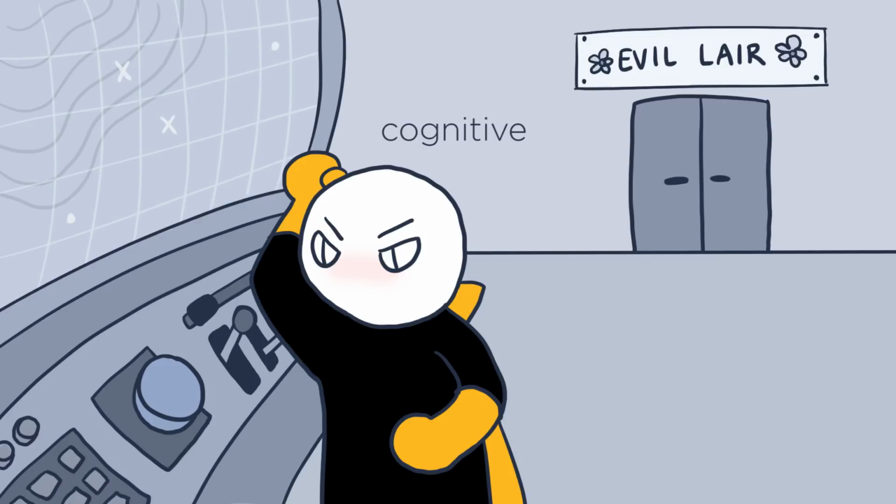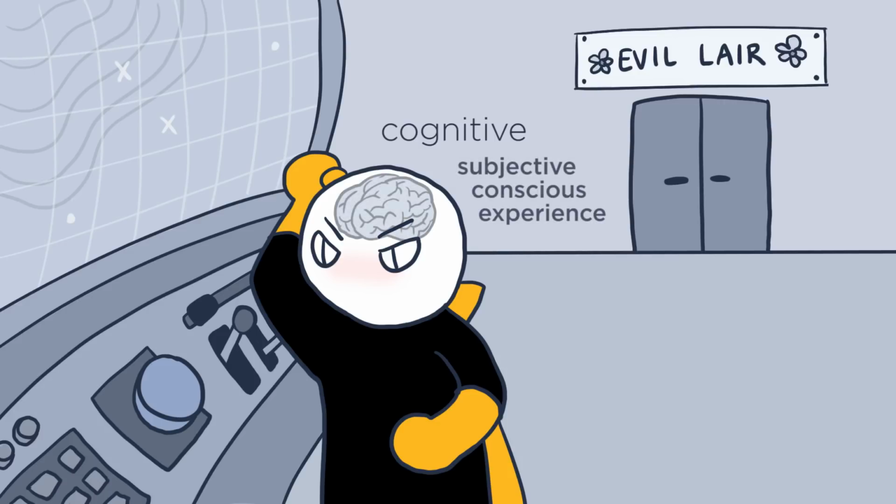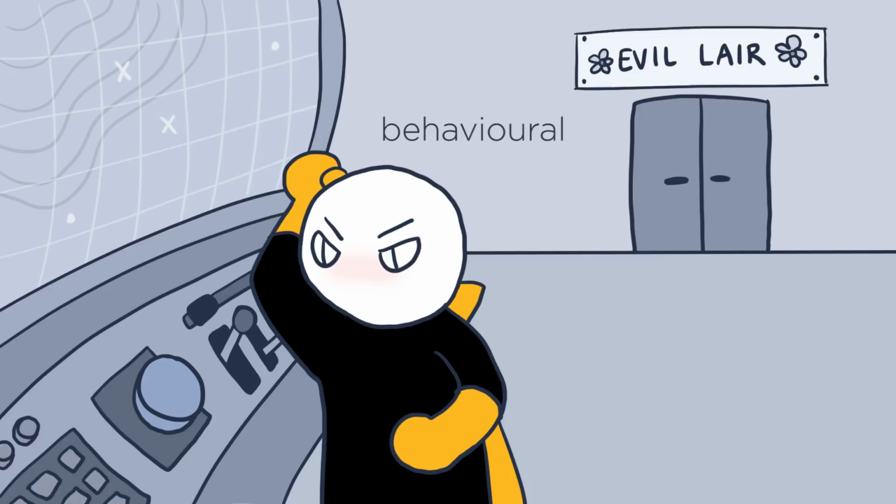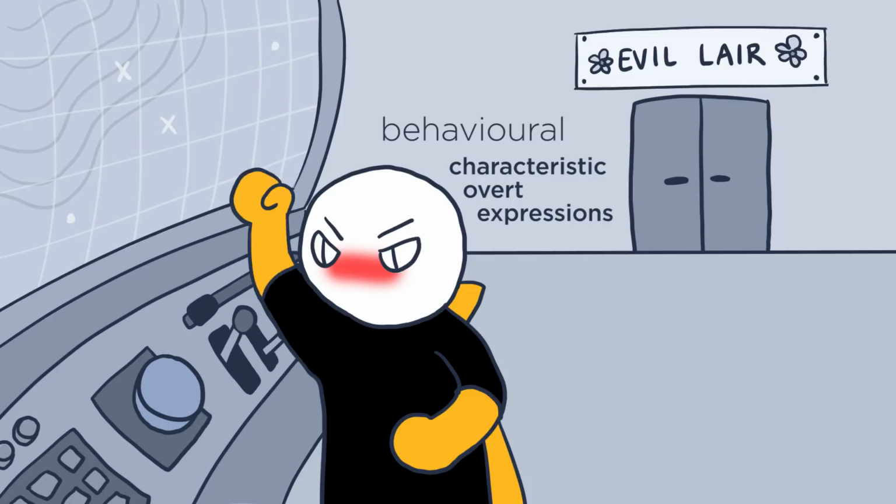The cognitive component of an emotion is the subjective conscious experience of emotion. And the behavioral component of an emotion is the characteristic overt expressions of the emotion, behaviors that other people can read, like particular facial expressions or postures.